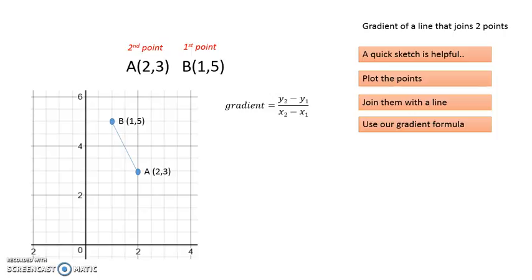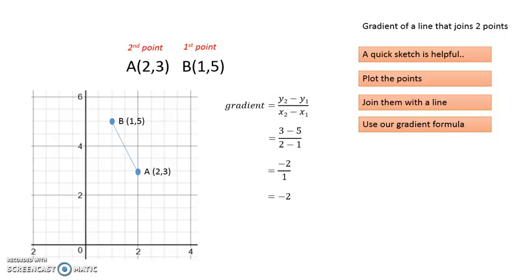Now all we have to do is put our coordinates into our formula. The y coordinate of the second point is 3 minus the y coordinate of the first point, which is 5, and all of that over the x coordinate of the second point, which is 2, minus the x coordinate of the first point, which is 1. So when we calculate that through, we end up with negative 2 over 1, which equals negative 2.